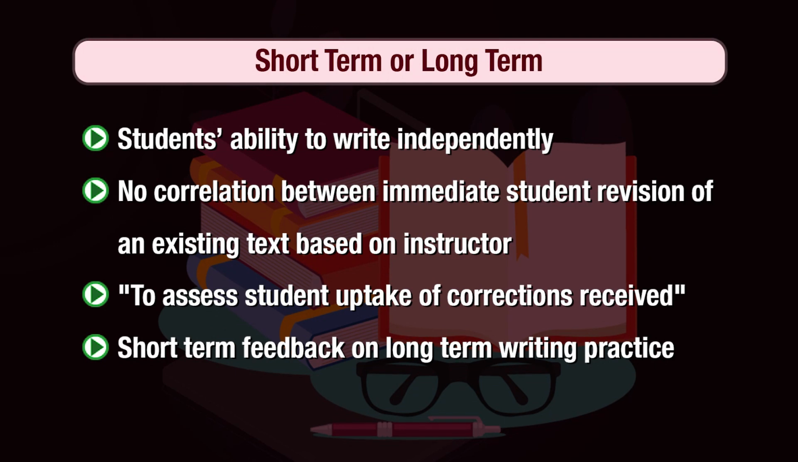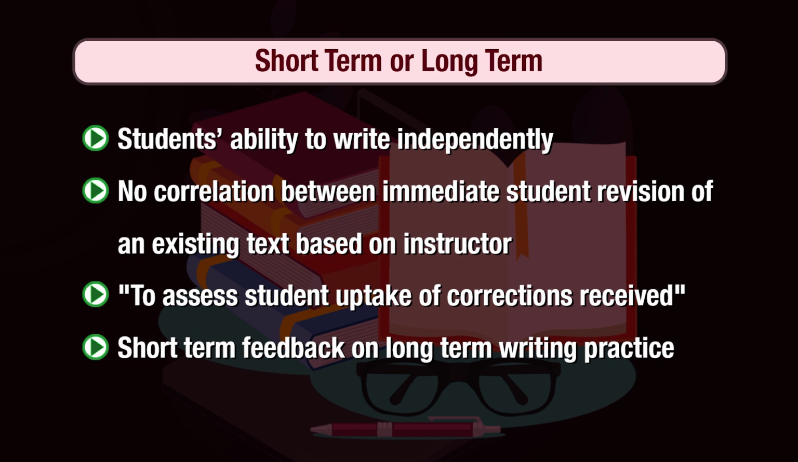The third consideration is the effect of time on students' learning from the feedback. We have to look at whether it is short term or long term. Any type of feedback should result in the student's ability to write independently. Revision of one task or essay doesn't guarantee the student's learning to write.